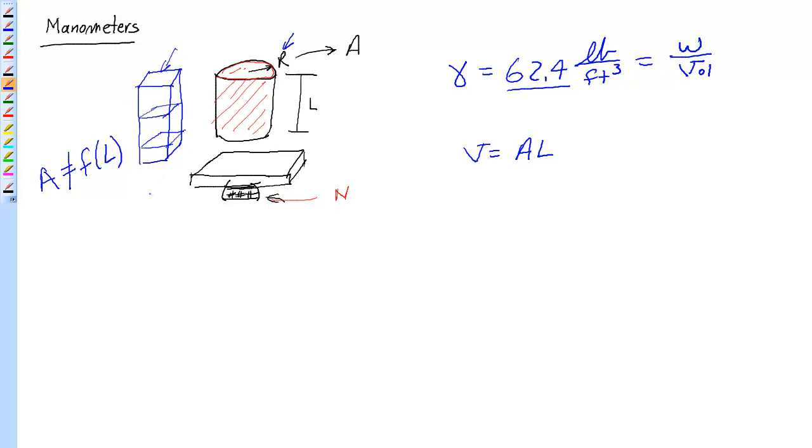An example that wouldn't fit that would be a vase that would, say, look like this, in which the area up top is much larger than the area at the bottom. That's not what we're looking at. We're looking at a case in which the area doesn't change. So in that case, the area times the length is simply the volume. Now we have our weight, which I called N, but I'm going to change that back to W. So 62.4 pounds per cubic foot is equal to the weight over the area times L, because that's nothing more than the volume that went in here.